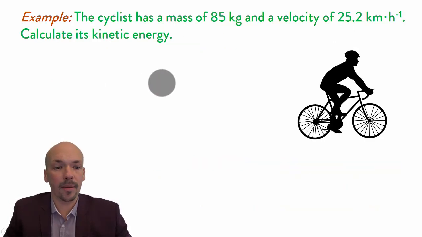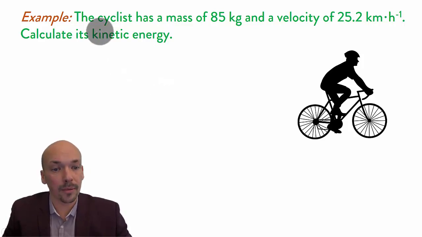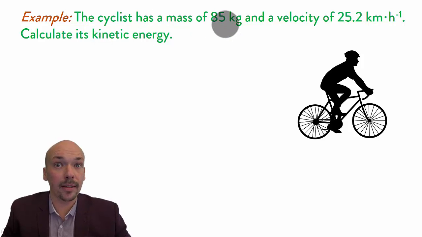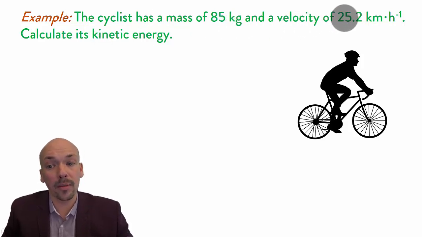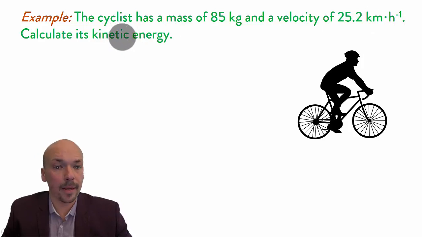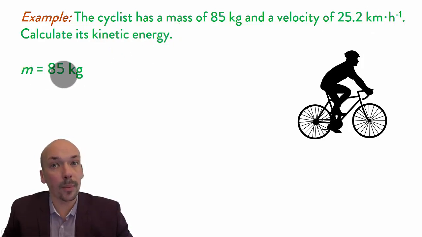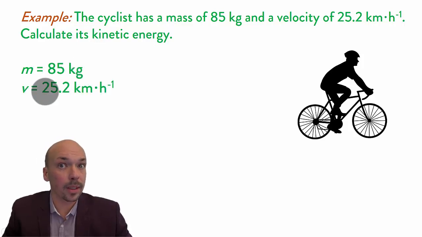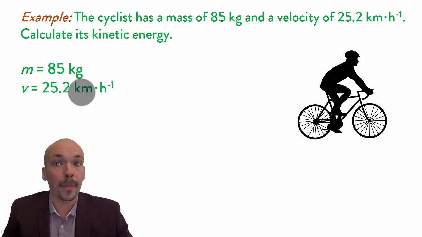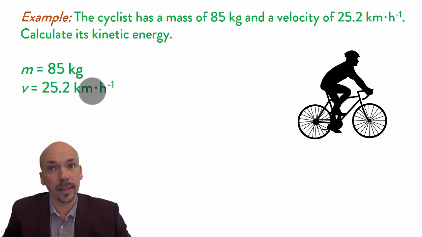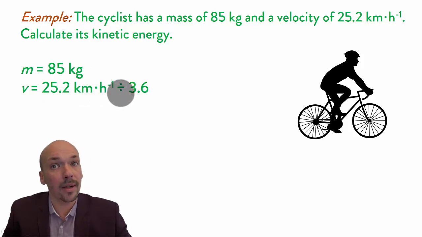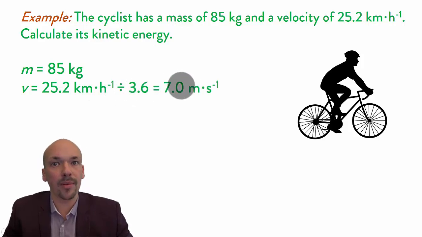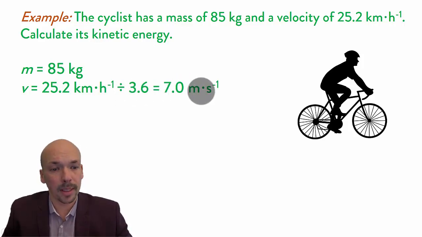Now we immediately have an example. Get a piece of paper, a pen and a calculator and try to figure this out yourself. A cyclist has a mass of 85 kilograms and a velocity of 25.2 kilometers per hour. Calculate the kinetic energy. So let's see what we have. We have the mass, which is 85 kilograms, and the unit is correct. We have the velocity, 25.2 kilometers per hour, and there the unit is not correct. It needs to be meters per second. So we have to divide by 3.6, and then we have 7.0 meters per second.